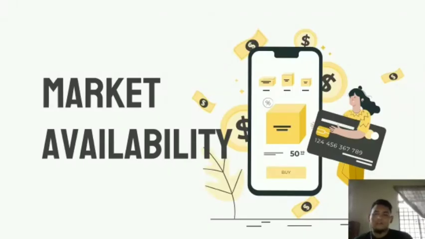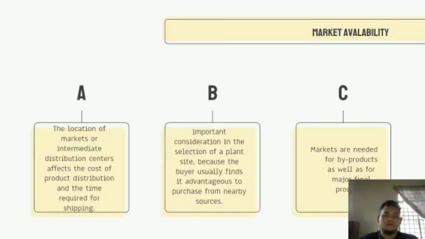The next site selection factor is market availability. The location of the market or intermediate distribution center affects the cost of product distribution and the time required for shipping. It is an important consideration in the selection of a plant site because buyers usually find it advantageous to purchase from a nearby source. Markets are also needed for byproducts as well as for the major final product.